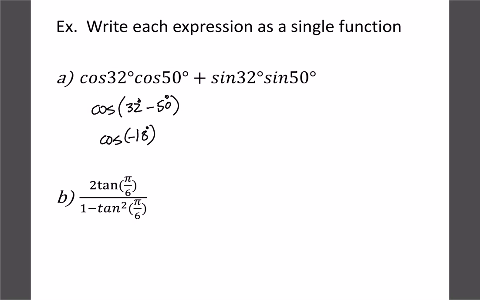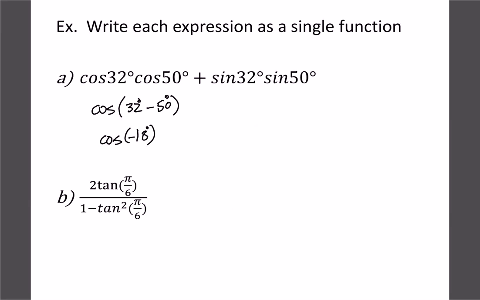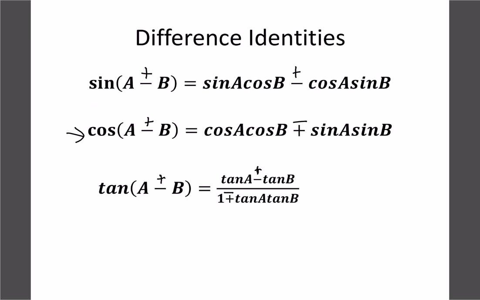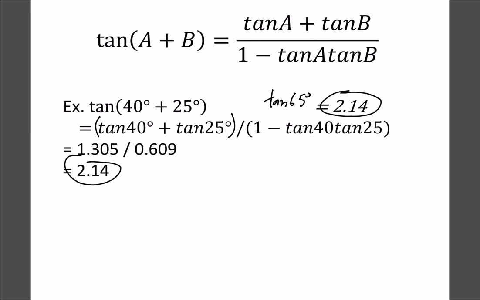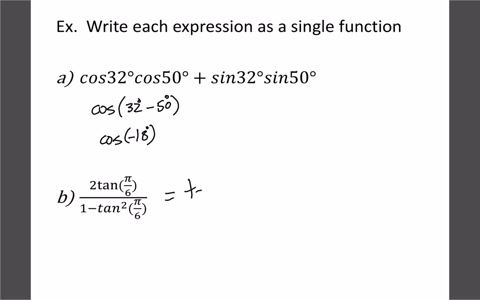Let's look at the next one. We've got 2 tan over 1 minus tan squared. So let's go back to the identity. It looks kind of weird. We've got 2 tan pi by 6 on the top and then 1 minus tan squared. If we go back to our tan plus, we have tan(A plus B) on the top. That's the one we want to use, but what's weird about this case is both angles are the same. So we actually have tan of A plus A. They're both the exact same angle. Let's simplify that. That would give us tan of pi by 6 plus pi by 6.